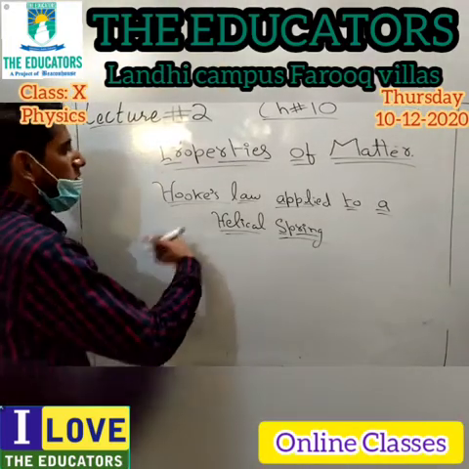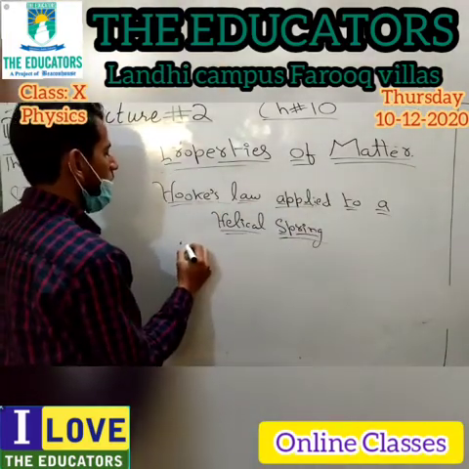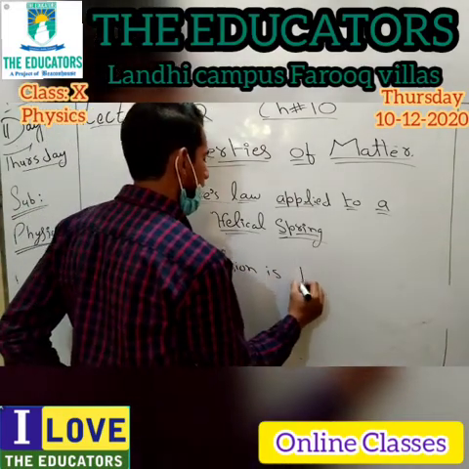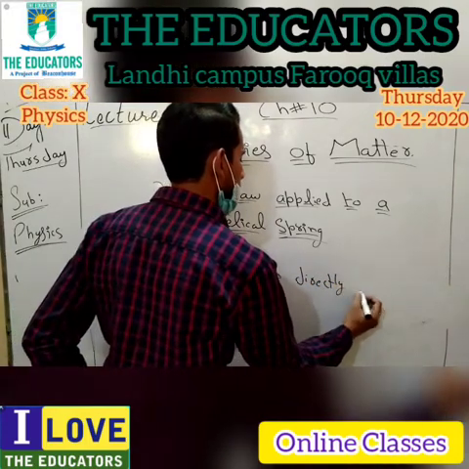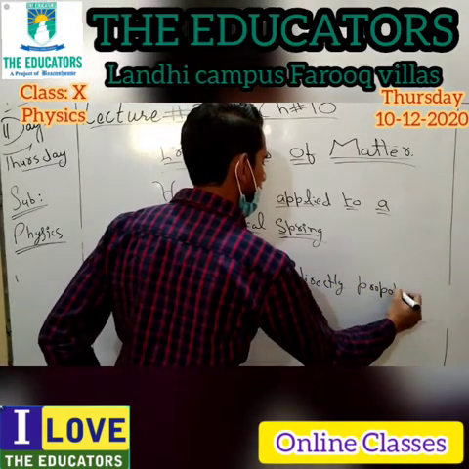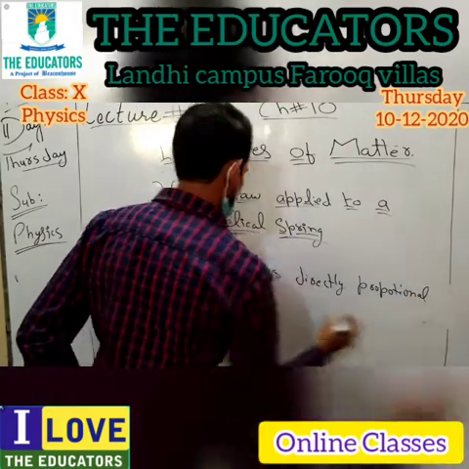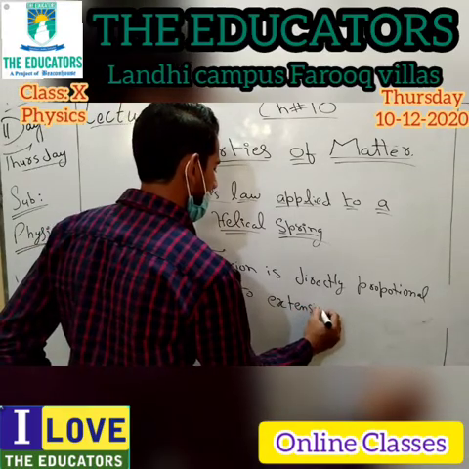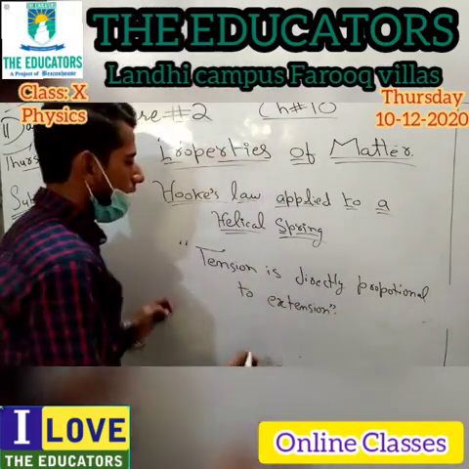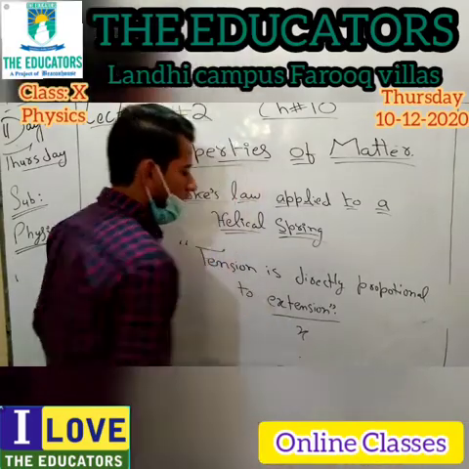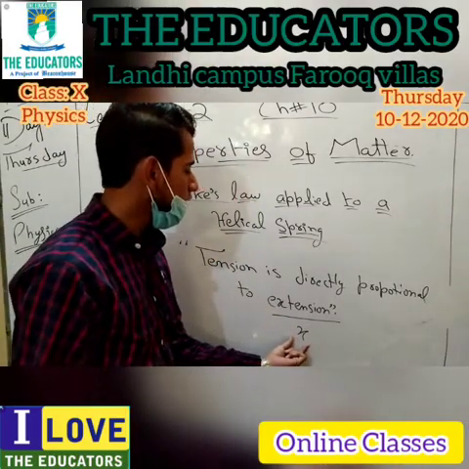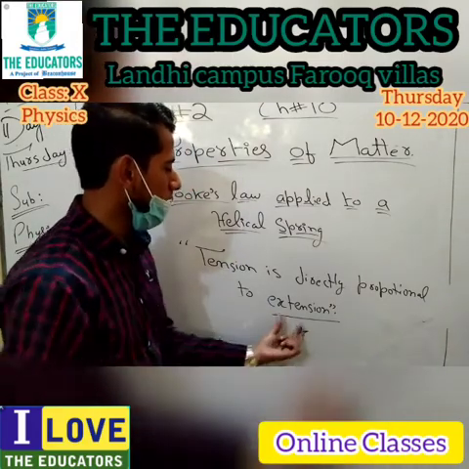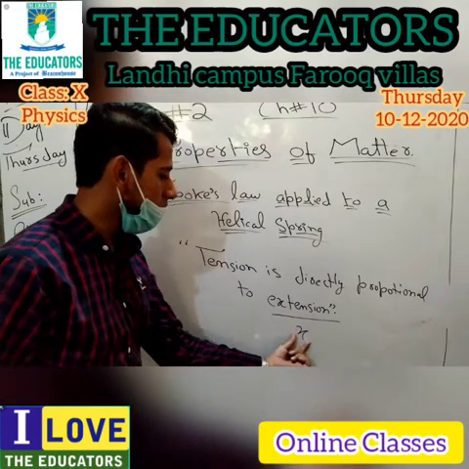Okay, so the statement for Hooke's law applied to a helical spring is: tension is directly proportional to extension. Here extension is x, so it is displacement. It simply means how much the body of mass m moved away from its mean position. So that is extension, that is x, displacement.